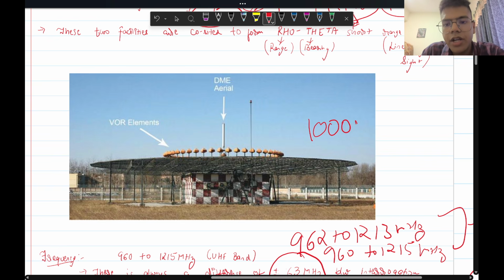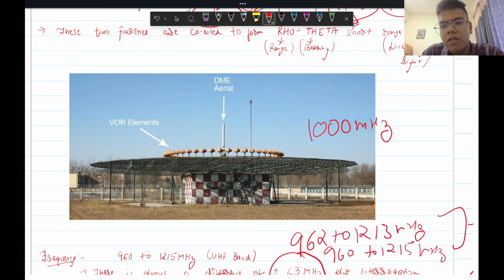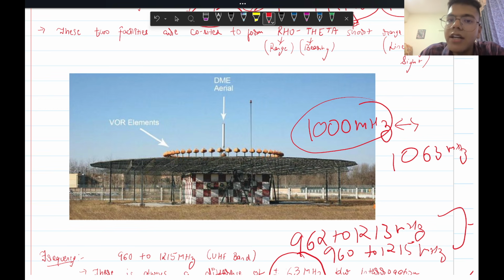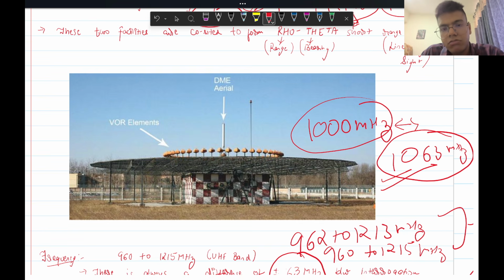Suppose my interrogator is interrogating the transponder at a frequency of 1000 megahertz. Now that transponder will reply to that interrogation by adding or subtracting 63 megahertz from this. So in this case, let it be 1063 megahertz. It may be subtracted as well. Okay, but you need to keep in mind that it should not be less than 962. Okay, so 1063 megahertz will be your transponding frequency. Okay, there's always a difference.